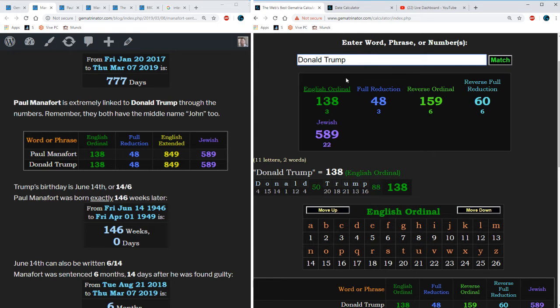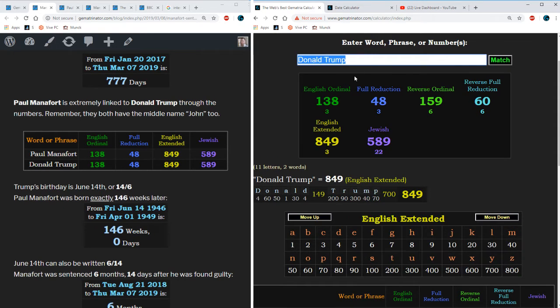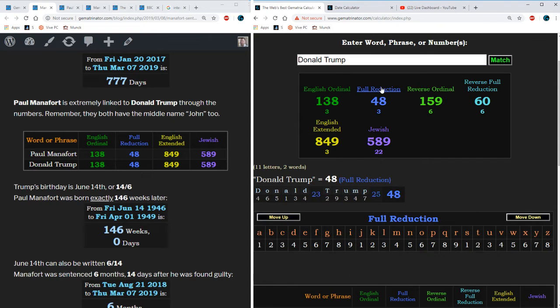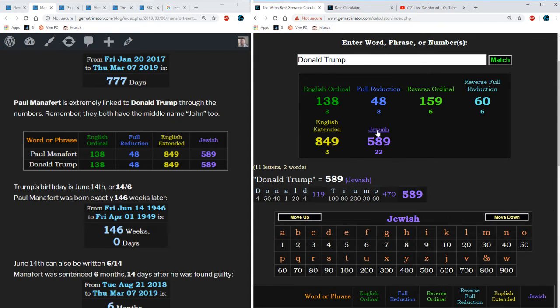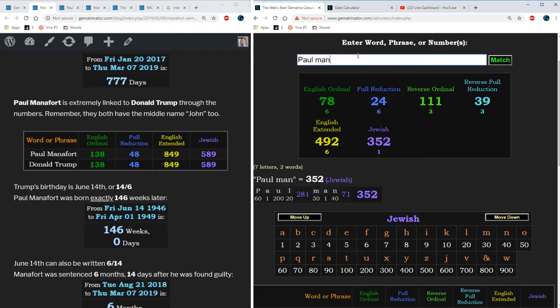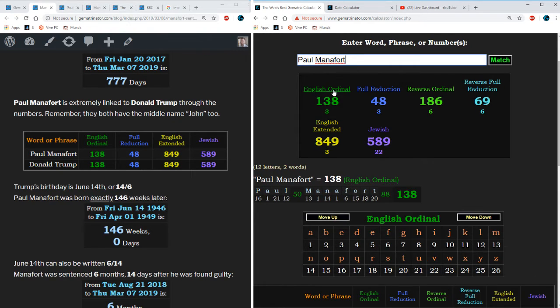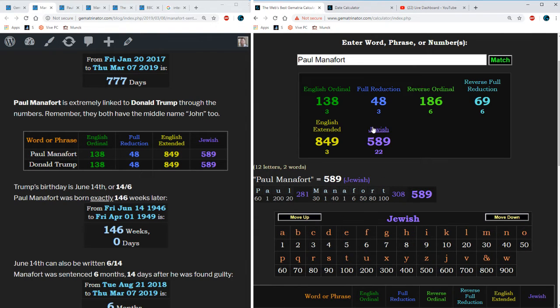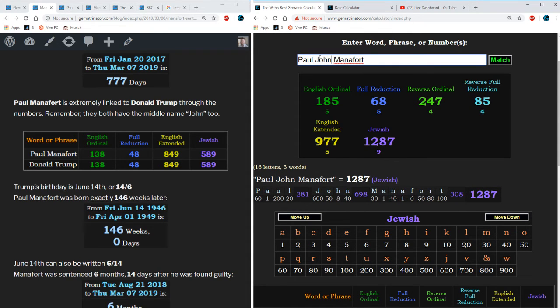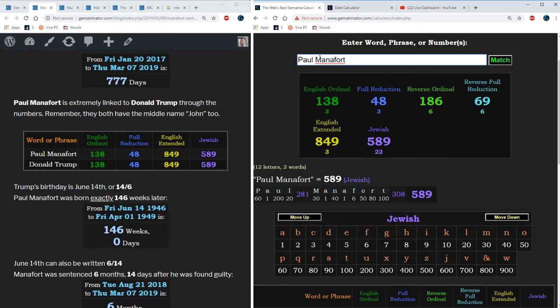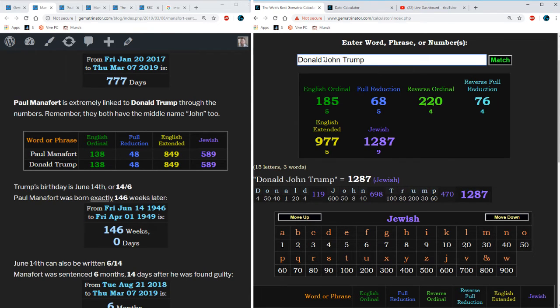Notice how the name Donald Trump equals 138, 48, 849, and 589. These are the same 6 base ciphers I teach in every single one of my videos. Notice how these 4 numbers are the exact same as Paul Manafort. 138, 48, 849, and 589. See, only the reverse values change. And then to top it off, they both have the same middle name. So even their full name Gematria matches in all 4 of these methods.